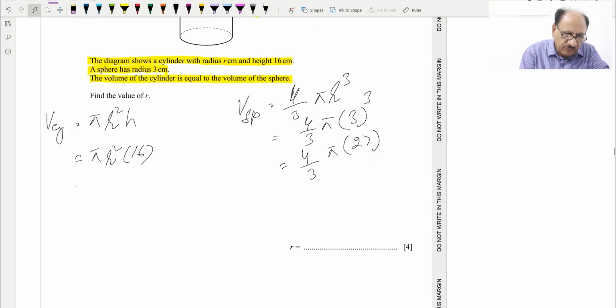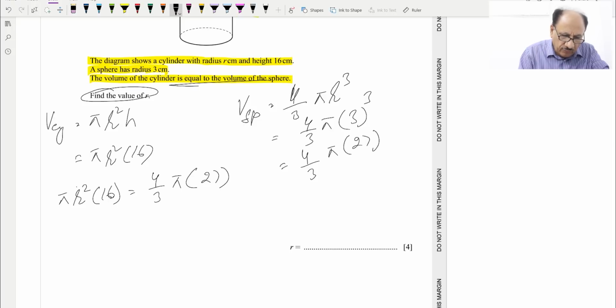So next part we can equalize, because they are saying that they are equal. So find the value of r. To find the value of r, we will equalize pi r square into 16 is equal to 4 by 3 pi into 27. So further we can cancel this pi, and we can shift like this. It will be 4 into 27, which will be 108, divided by 3 into 16.